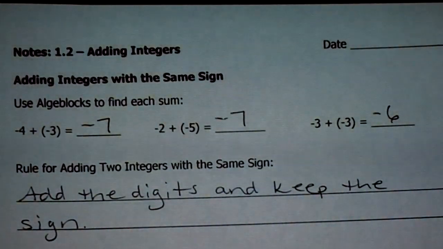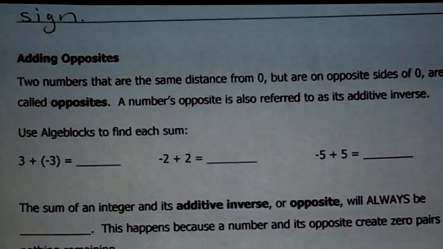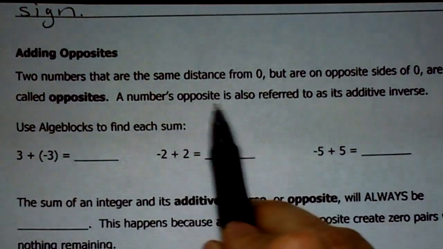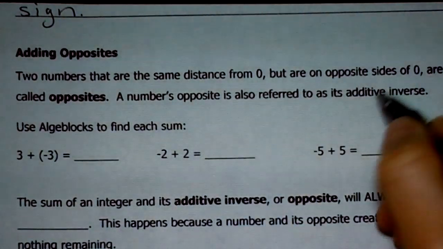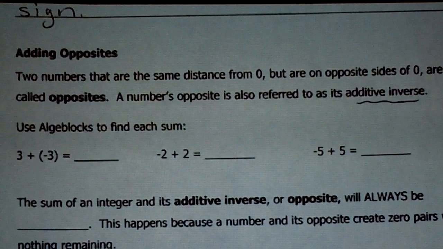Now, you need to learn something about adding opposites before I show you how to add integers with different signs, and that's what this next little section is about. First off, any two numbers that are the same distance from 0 but are on opposite sides of 0, they're called opposites. That makes sense. A fancier word, a number's opposite, can also be referred to as its additive inverse. Okay, so opposite, additive inverse, those mean the same thing.